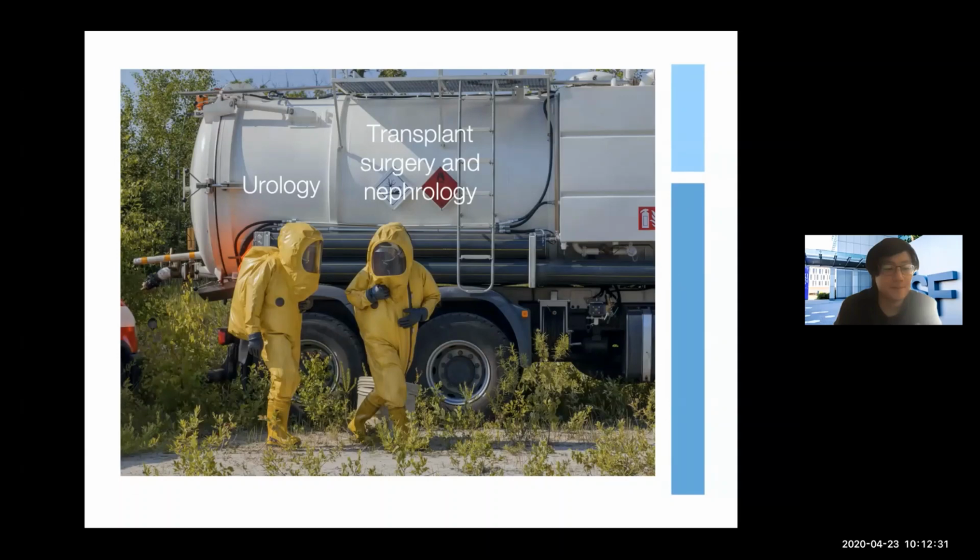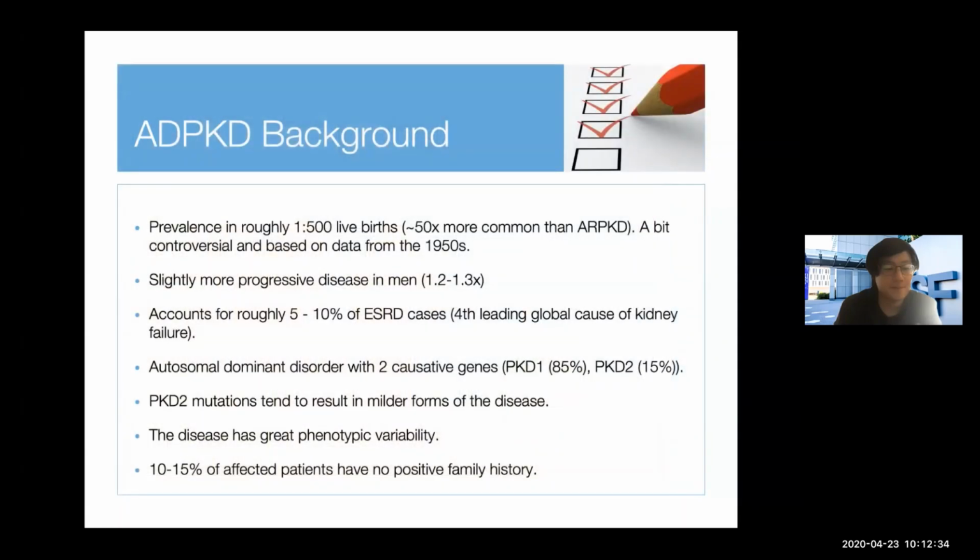So a little bit of background on polycystic kidney disease. The prevalence of this is generally believed to be about 1 in 500 live births. It's about 50 times more common than the autosomal recessive variant. This data is a little bit controversial because it's based on data from the 1950s, and it may be that ADPKD is a little less common, maybe 1 to 2,000 is more realistic. It's a little bit more of a progressive disease in men, and interestingly, it accounts for 5 to 10% of all the end-stage renal disease cases throughout the world. So it's a pretty large component of those patients.